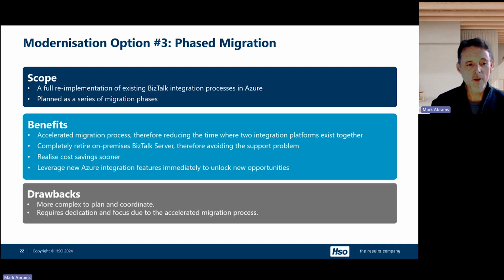And the benefits of that approach are fairly obvious. It's an accelerated migration approach, so the amount of time that you're running both of those integration processes is greatly reduced. That helps to reduce your costs. And it means you can completely retire that on-premise BizTalk server footprint sooner than the other options. And therefore, you can put a plan in place that will mean that you can avoid that mainstream support ending in 2028. You can realize the associated cost savings a lot sooner. And it means that you can start leveraging all of those new features within Azure Integration Services much more quickly for all of your integration processes.